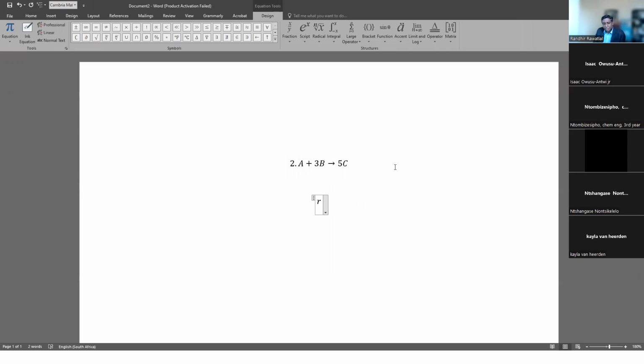So the reaction rate here, let's say we are interested in the reaction rate of component A. So that's going to be the kinetic rate constant multiplied with the stoichiometric coefficient, multiplied with the species concentrations. So here it's going to be C sub A raised to the power 2 times C sub B raised to the power 3.